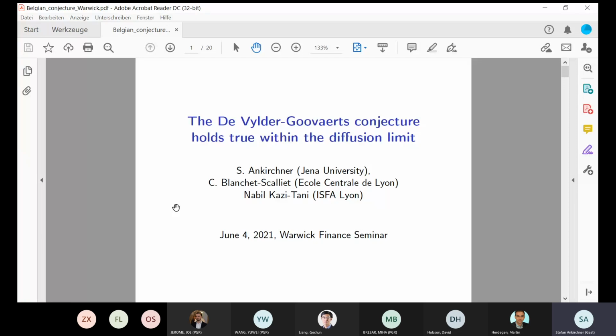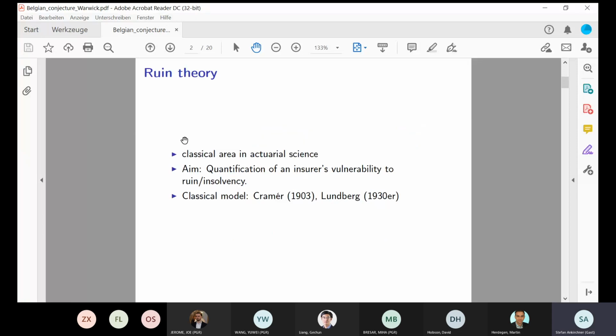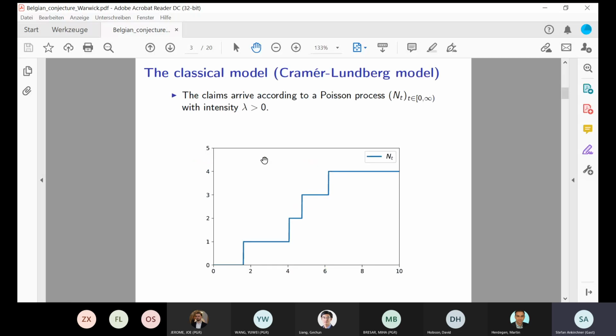Okay, so let me briefly recall some basic elements from ruin theory. It's part of actuarial science. The aim is to quantify the vulnerability of insurers to ruin or insolvency. The classical model goes back to Cramer, and Lundberg republished the results of Cramer and further developed these results. This classical model is also called the Cramer-Lundberg model.